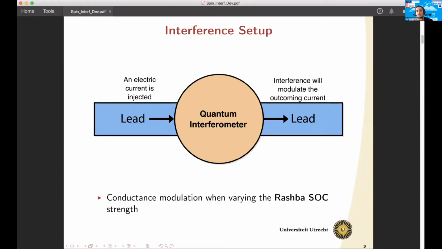Now we have two leads, one which injects and the other one which detects a current. And in the middle, there's a quantum interferometer. So we have something which produces the interference, and we're interested in looking at how the outgoing current is modulated by this interference. And we also would like to tune this modulation by varying an external parameter. In our specific case, this will be the Rashba spin-orbit coupling strength.